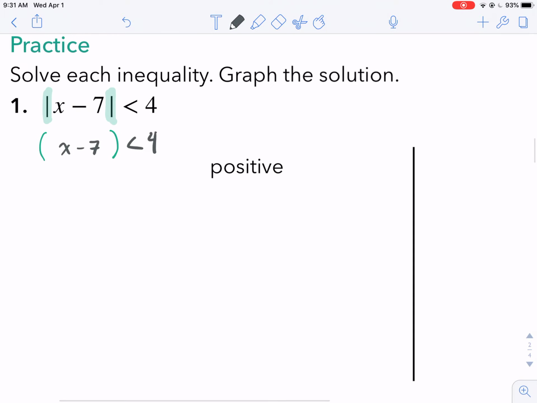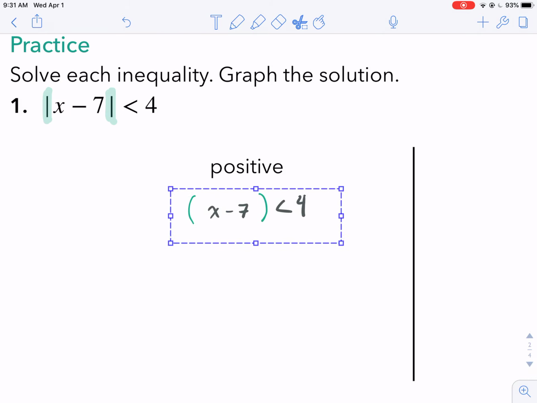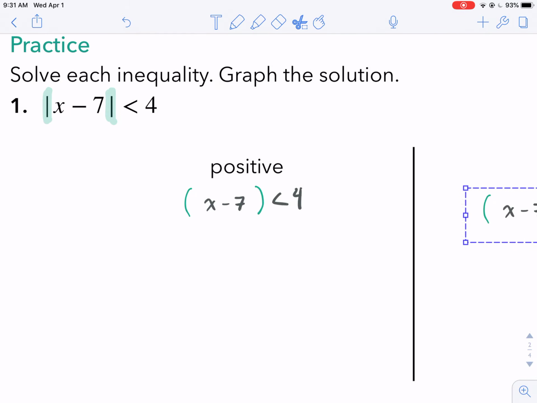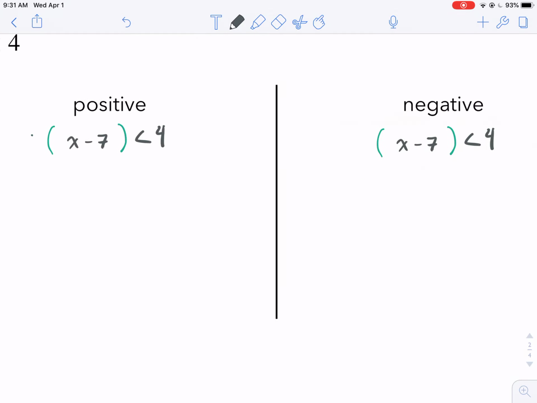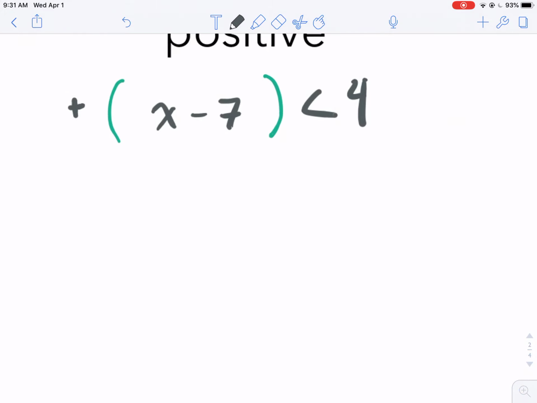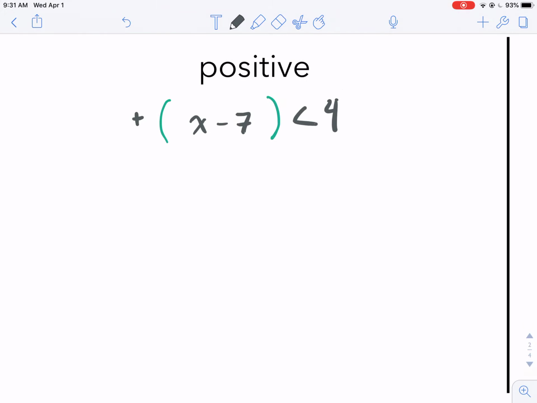Let's go ahead and take that guy, we'll bring him down to our workspace. To make him positive, we'll put a little plus sign in front. To make him negative, we'll put a minus sign in front. Now this positive, you don't really need to have a positive. That's like saying times 1 doesn't really do anything. So there we go, that's a much cleaner guy. To solve him, we add 7 to both sides. So x is less than 11.